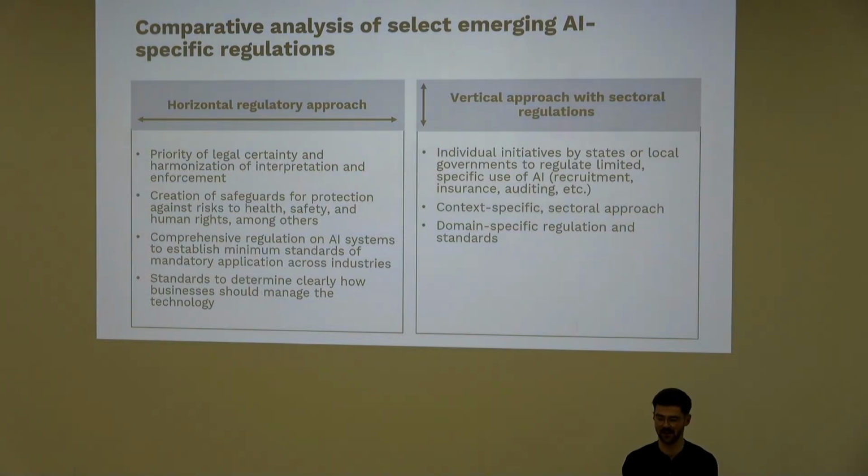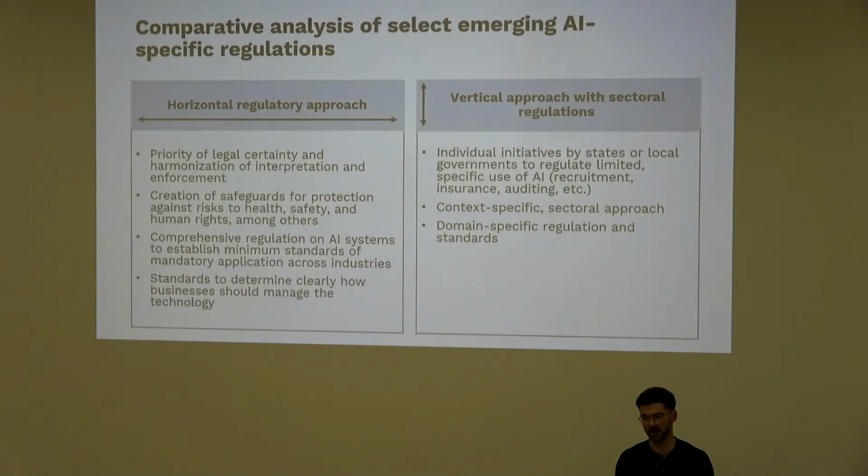And I want to go over this very fast because I can see that I'm almost at the end of my talk. But what's interesting is that we can see two types of regulatory approaches. On the one hand, we have a horizontal regulatory approach to AI, which we can see in the EU through the AI Act, but also in Canada and Brazil, where AI legislations have been proposed. And what these horizontal legislations are trying to do is enforce mandatory minimum standards across industries.